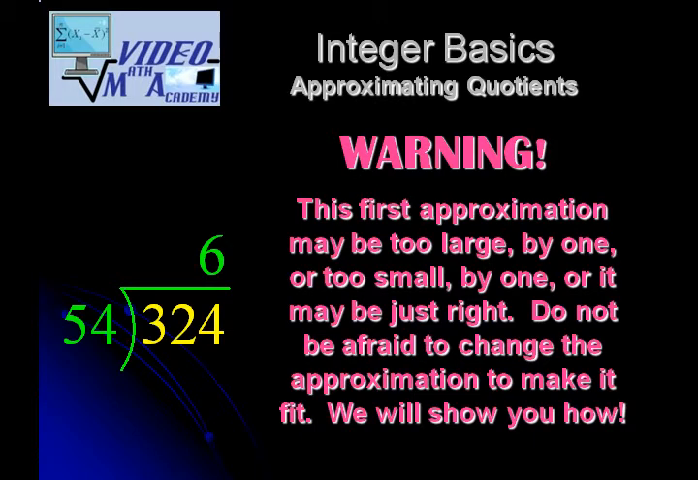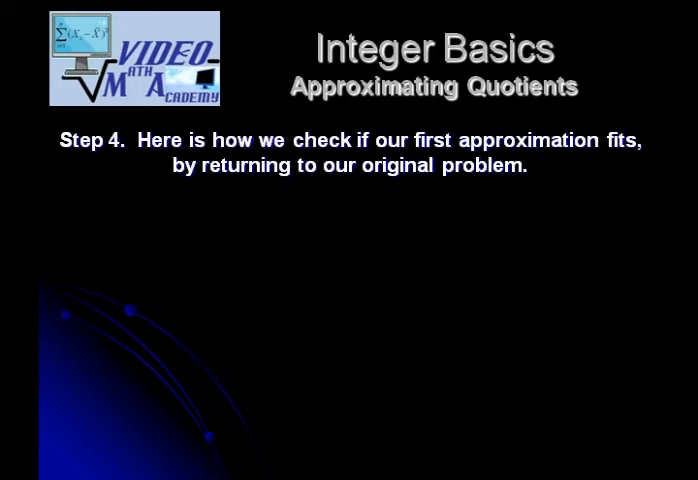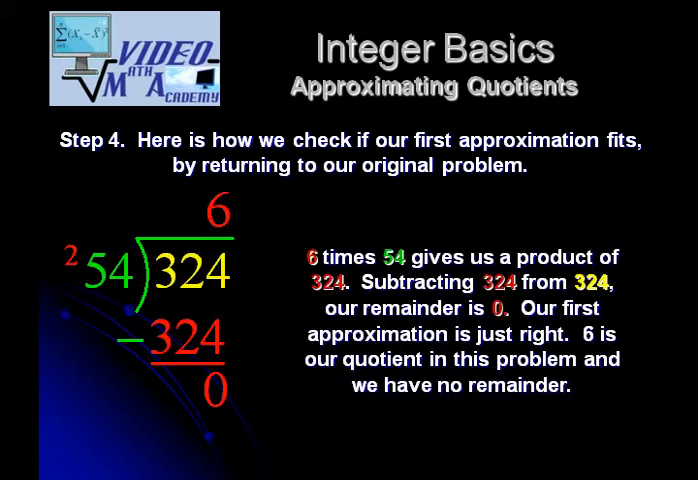This first approximation may be too large by 1, or too small by 1, or it may be just right. Do not be afraid to change the approximation to make it fit. We will show you how. Step 4. Here is how we check if our first approximation fits, by returning to our original problem. 6 times 54 gives us a product of 324. Subtracting 324 from 324, our remainder is 0. Our first approximation is just right. 6 is our quotient in this problem and we have no remainder.